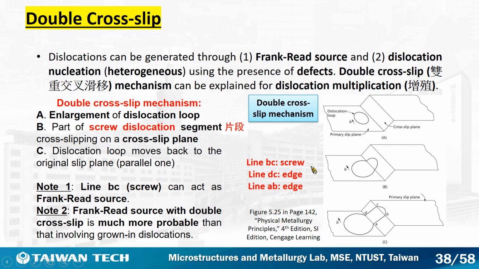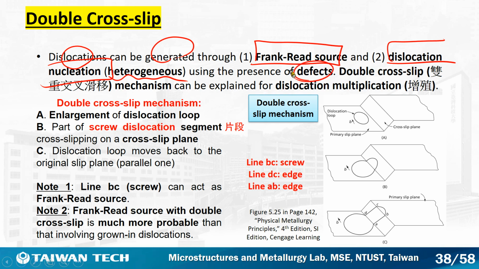At the beginning of this chapter, we learned that we have two mechanisms for dislocation generation. The first one is the Frank-Read source. The second one is dislocation nucleation. And most of the time, it will be heterogeneous dislocation nucleation. We must have the presence of defects. And how about double cross slip? It's actually a mechanism, and it can be used to explain dislocation multiplication, just like dislocation generation.